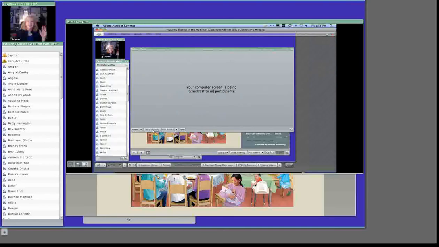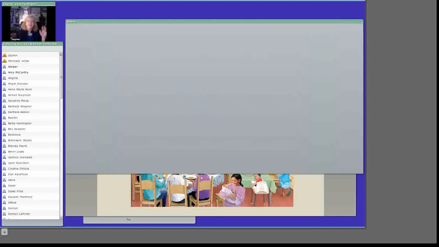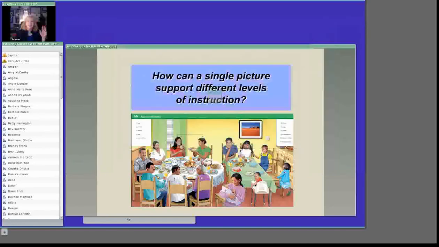off my computer. And you should be seeing our first question of how can a single picture support different levels of instruction. And I'm going to give you a moment. I'm going to put up a chat pod and just give you a moment to comment on ways that you feel these pictures contributed to instruction.